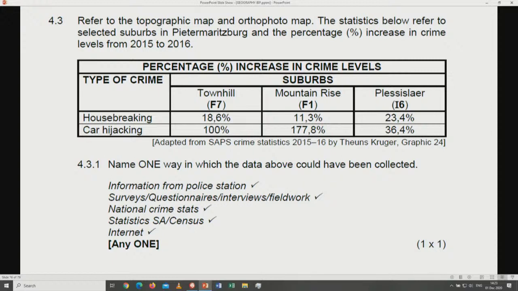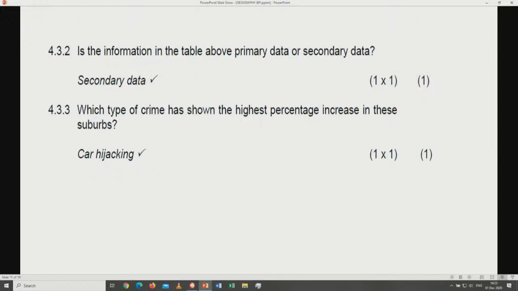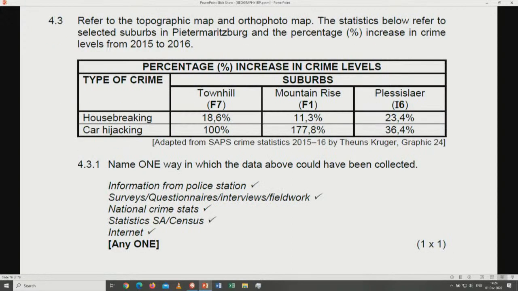The information above, grade 12, could have been collected from the police station. You know it's about crime. You go there and ask. Maybe there is a questionnaire. You ask people. There is a national crime stats. Maybe census, or you got it from the internet. Is this information in the table above primary data or secondary data? Because this information is already there, it means that this is secondary data.